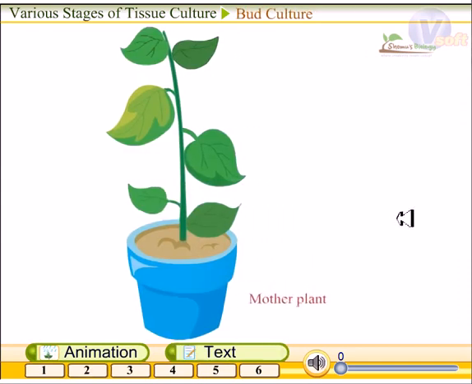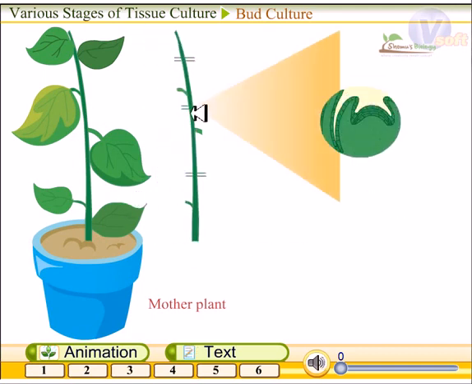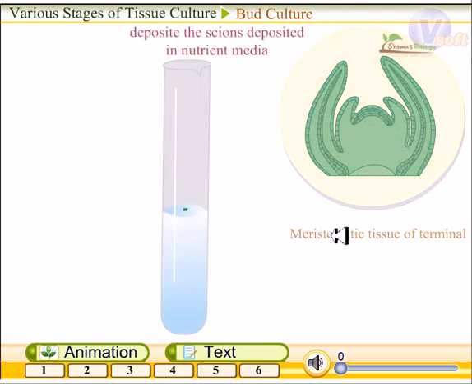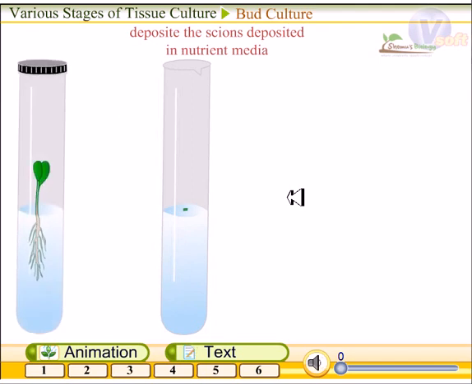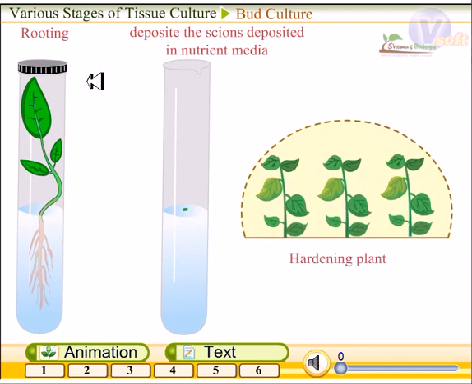Now the second kind is the bud culture. In this bud culture, a mother plant is taken and a slight section from this mother plant is also taken, from the meristematic tissue of the terminal layer. It will be deposited in the nutrient media, and we leave it for a period and give all the nutrients for the proper rooting of this cell. Rooting is done, roots develop and shoots are also generated. Then we take these plants and implant them in huge vials where they go through the hardening process, and then we finally get the plant.